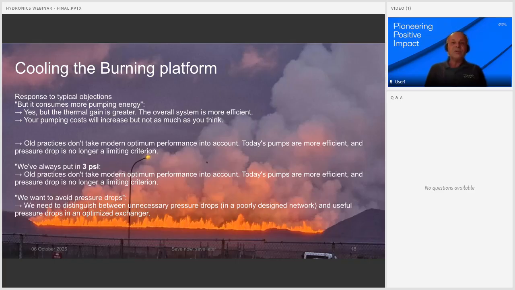And yes, we want to avoid pressure drop. In general, that's true. But I think we should consider where we can optimize the pressure drop. And of course, in an optimally designed system, I think the pressure drop should be, I would call it, consumed in the best places where we can consider it. And one of them is the heat exchanger.